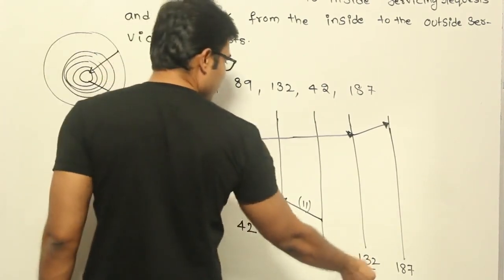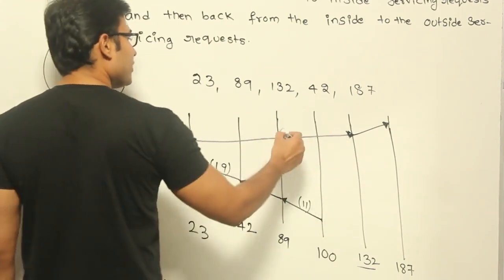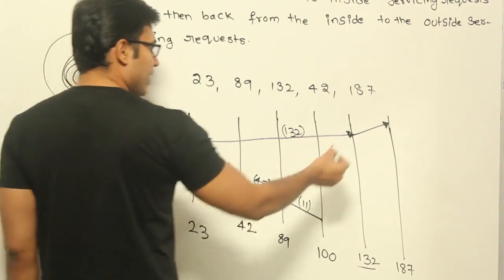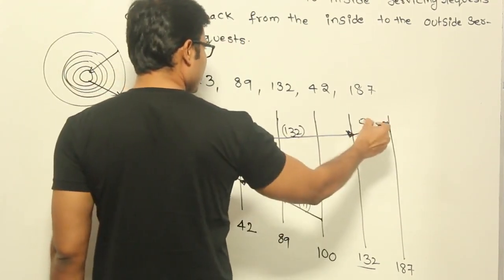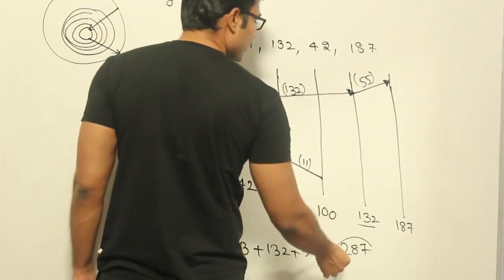Since all of these are already serviced, the next one on the way that has to be serviced is 132. So from 0 I'll go all the way to 132. The number of cylinders that I have to cross is 132 cylinders, right? And from 132 the next one is 182. The number of cylinders I'll be crossing is 55. Now if you add them all, it is going to be 287.